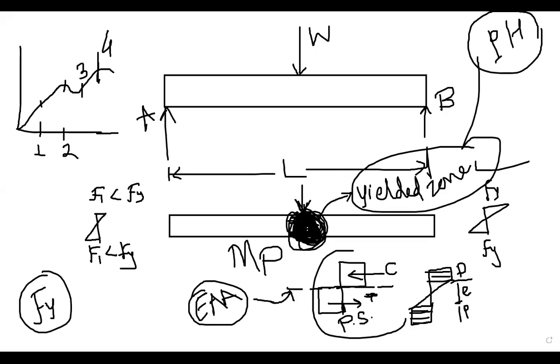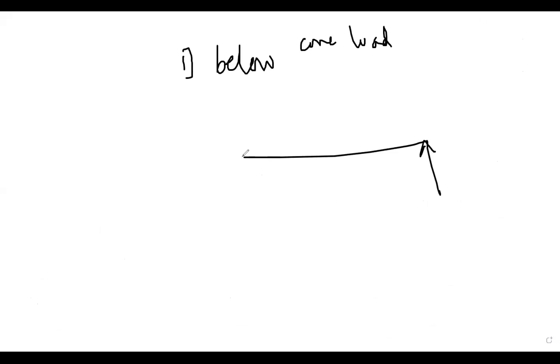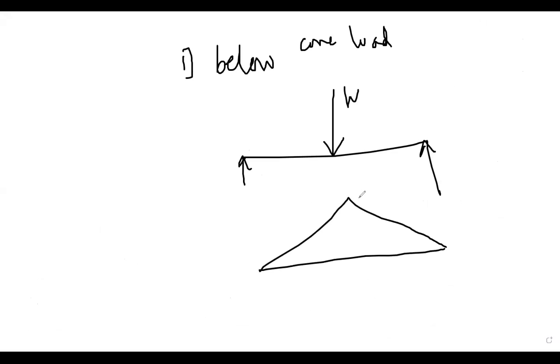So where will the plastic hinges be formed? One is below the concentrated load. If you consider a beam and apply the load, then below the load there is a maximum bending moment. So exactly below the load, a plastic hinge, PH, will be formed.